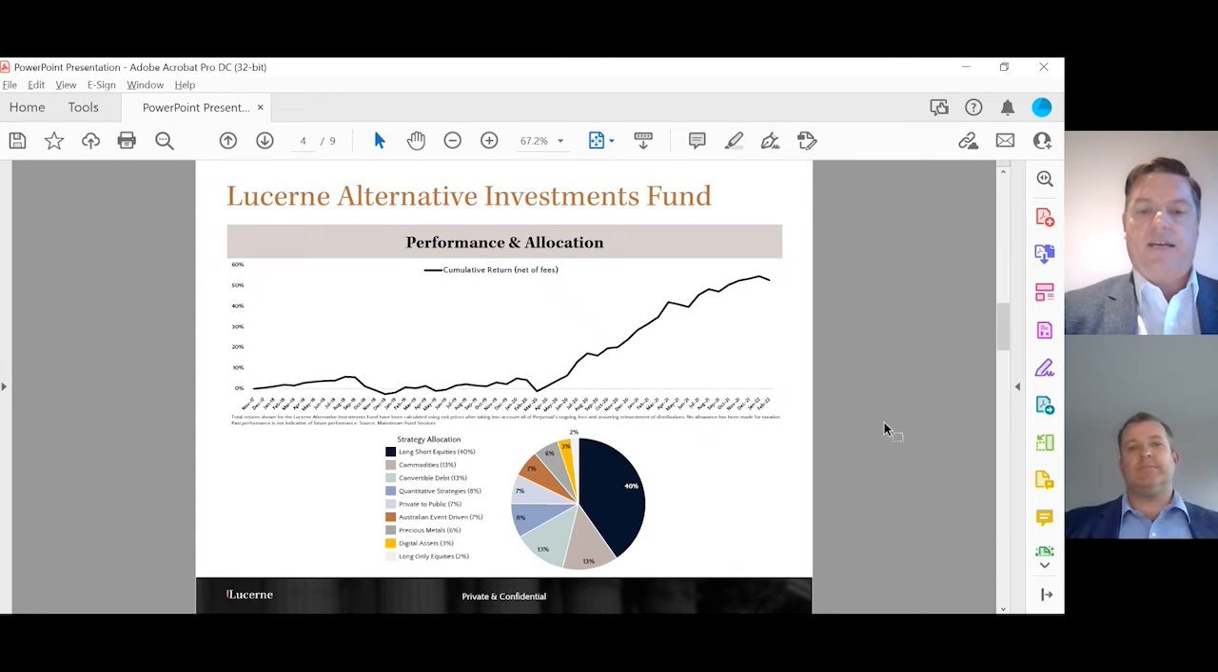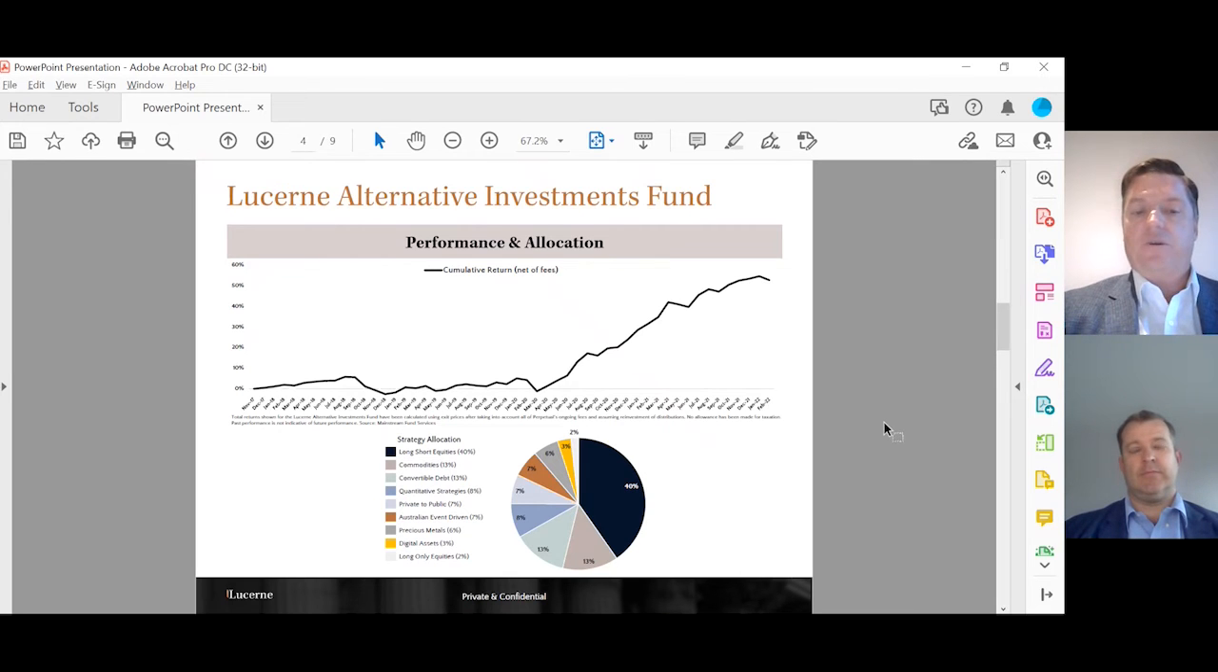But this line chart here shows you in particular where in March 2020, where the COVID crash took place and equity markets were down 30% and some other markets were down even more than 30%, LAIF was only down 5% in the month of March, and since then has been able to participate in the various rallies in various asset classes that have taken place. So when some asset classes underperform, others outperform, we've been able to capture that performance. And that's one of the strengths of the fund.